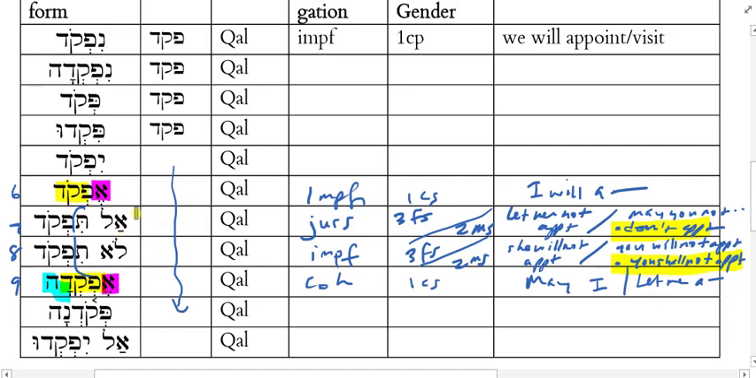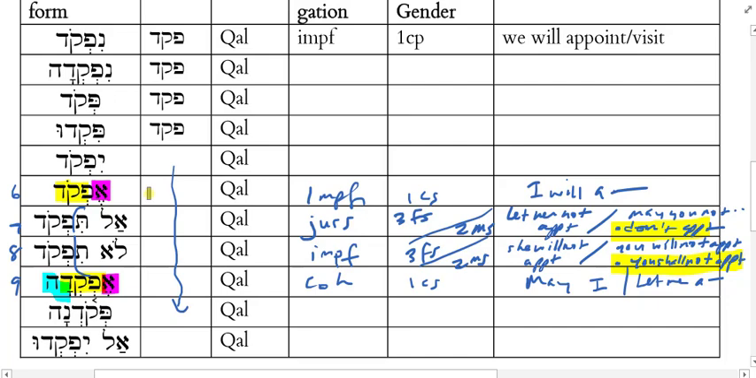So when I have al plus a second person jussive, what kind of prohibition is that? This is a more immediate, specific prohibition. My children are going, say, out with their friends on a group date. I'm going to give some instructions. Don't drink and drive. Don't get into a car with a drunk person. Don't give your phone number out to some crazy woman.